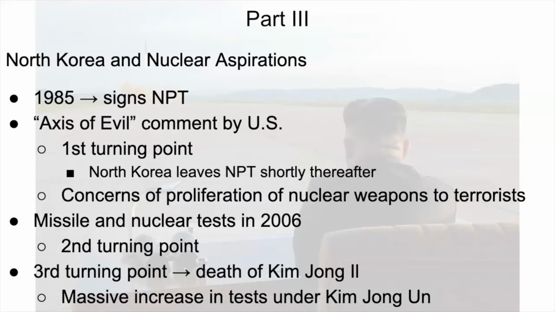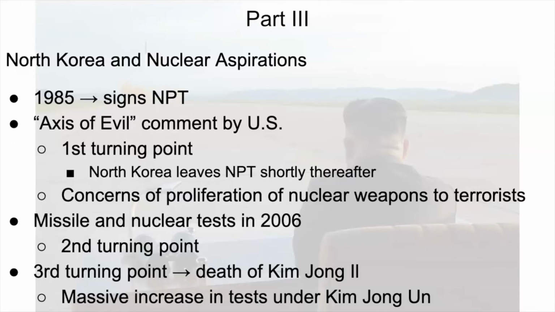In 2006, we have a different type of turning point. North Korea, despite the fact that their tests may not have been an overwhelming success, are starting to display real significant gains in their nuclear program. So that's a big concern for the United States. Certainly a big turning point in the progress of North Korea's nuclear ambitions.